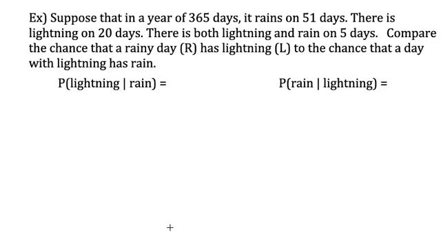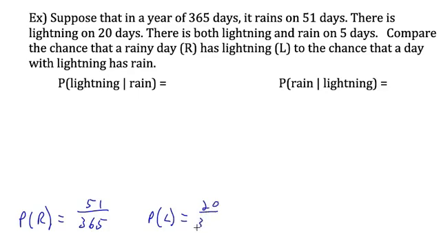Right, I'm going to write out our given information down here. We are told that the probability of rain is 51 out of 365. And we are told that the probability of lightning equals 20 out of 365. And we are told that the probability of rain and lightning, which is the same as the probability of lightning and rain, equals 5 out of 365.